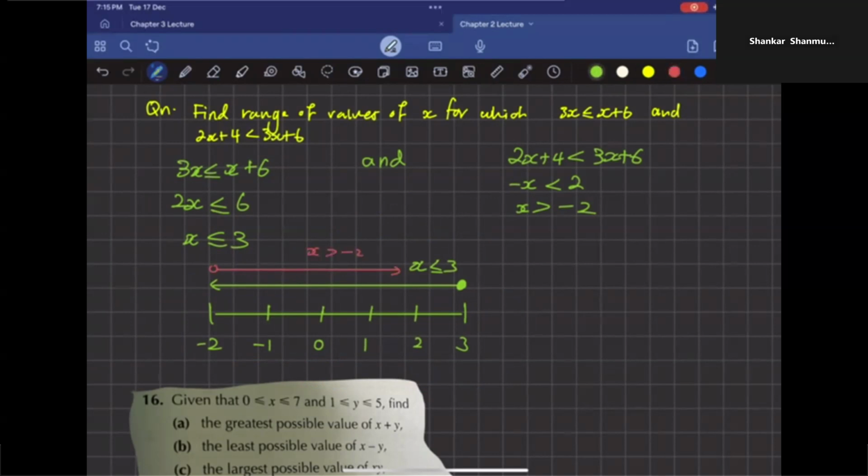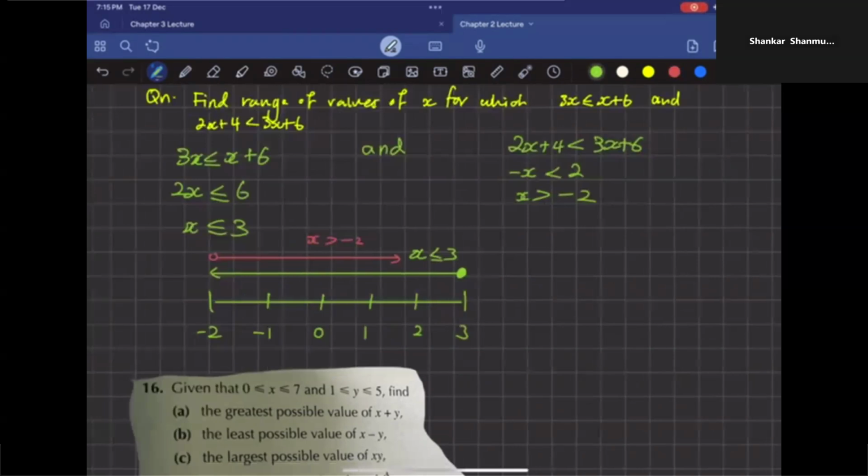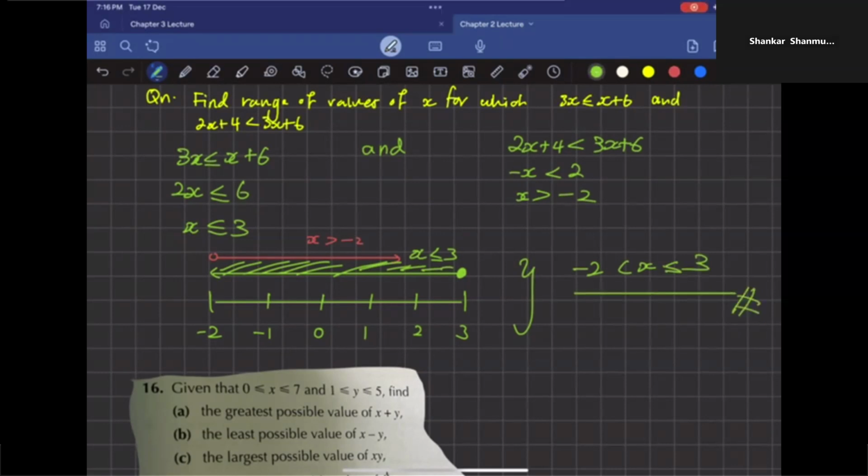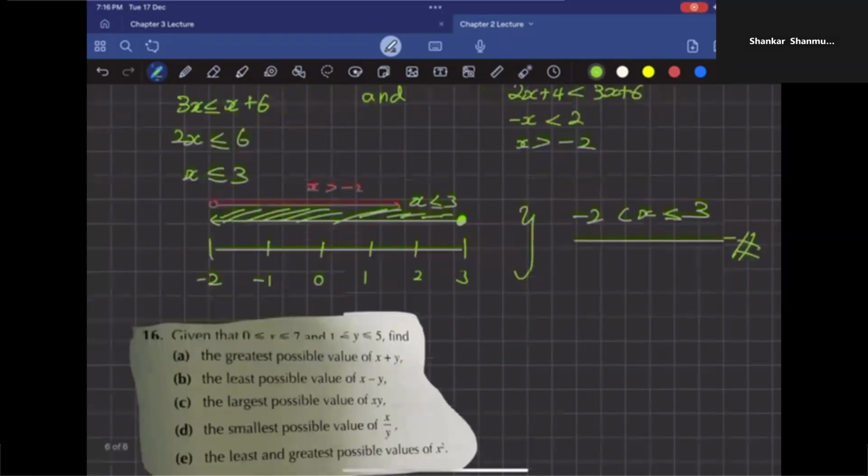So you have the two different equations here. When you combine them, your shaded area is just the common values, all this area. So it will be x is more than minus 2 and less than or equal to 3. So this is your final answer. Okay? So this is how you do simultaneous inequalities.